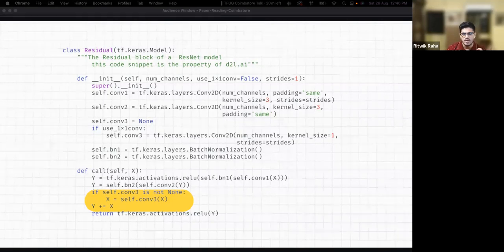But what I really encourage you to do is try to implement a deep neural network, try to throw in residuals at certain stages, and see how it goes.